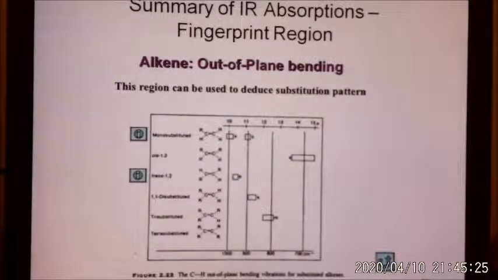All right, let's take a look at some of the fingerprint regions. Now, the reason I want you to also look at the fingerprint region isn't because I thought, oh, listen, I have all this fun stuff for you to do.